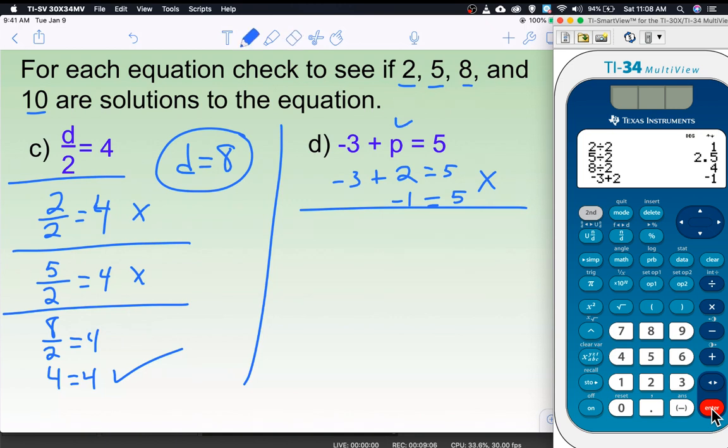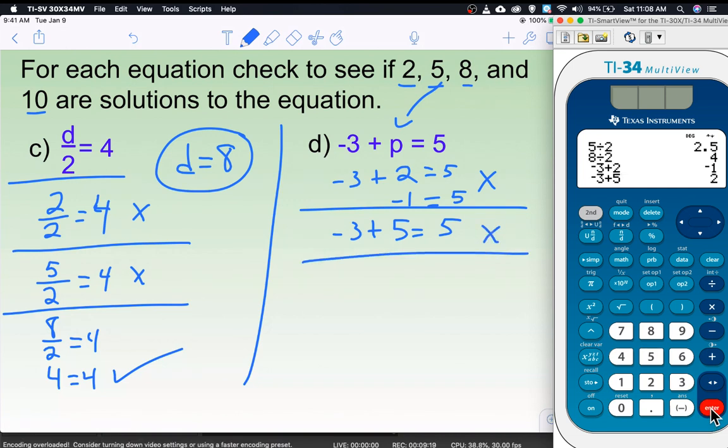Then we plug in 5. -3 plus 5 equals 5? No, that's not going to work. -3 plus 5 is 2. Then I plug in 8. -3 plus 8 equals 5. This one actually does work. If we take -3 plus 8, you do get 5.